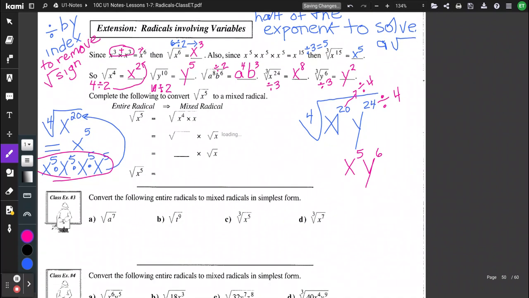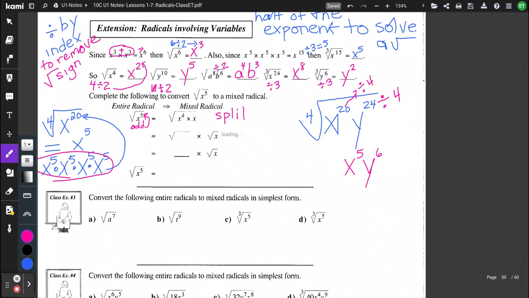Now what's actually going to happen? What if it's an even root, but you have an odd exponent? That's what's going on in the next one. So this guy is an odd exponent under an even root. Well, you can't take an even root out, so you have to split them. This is where you split.